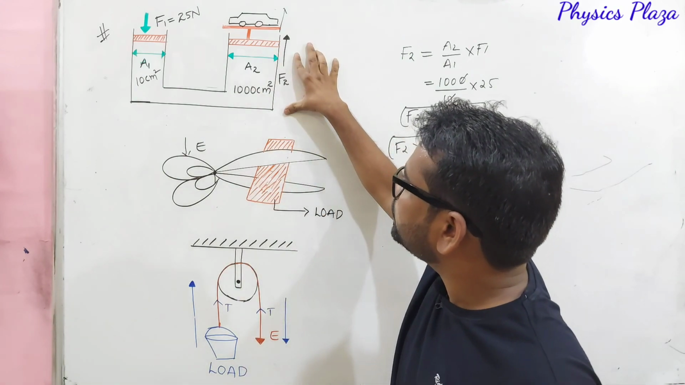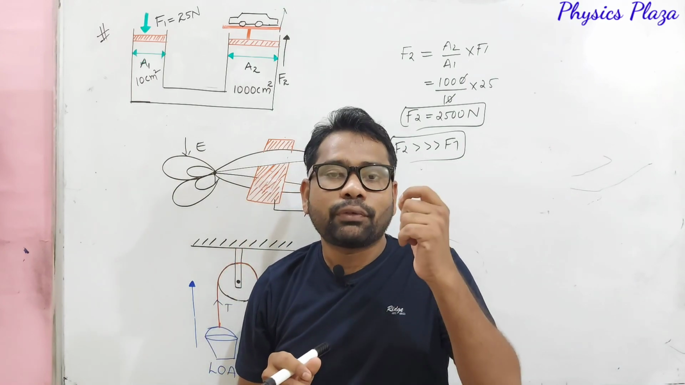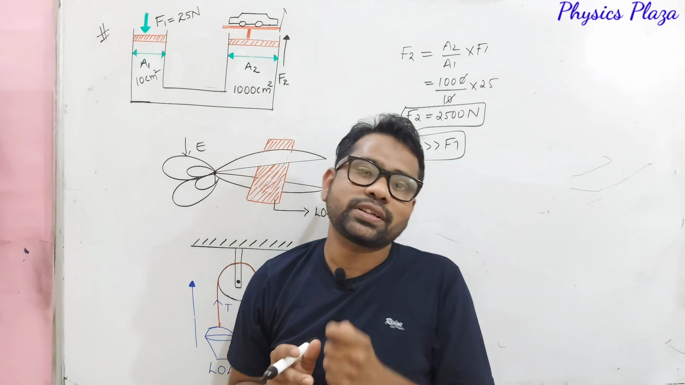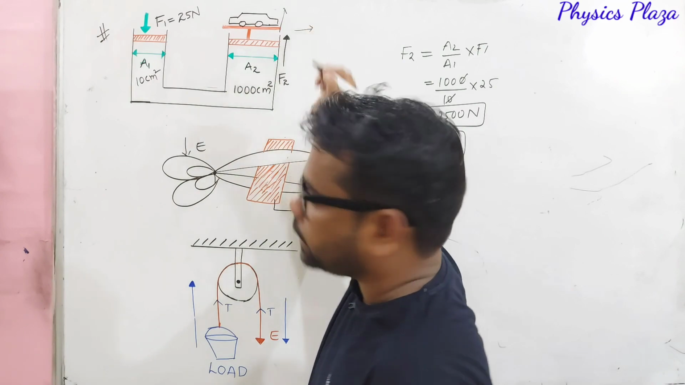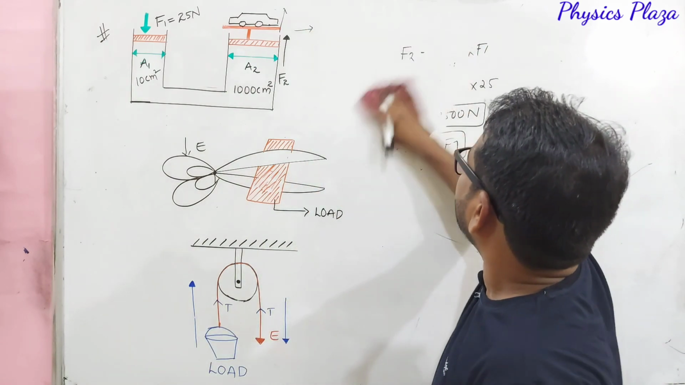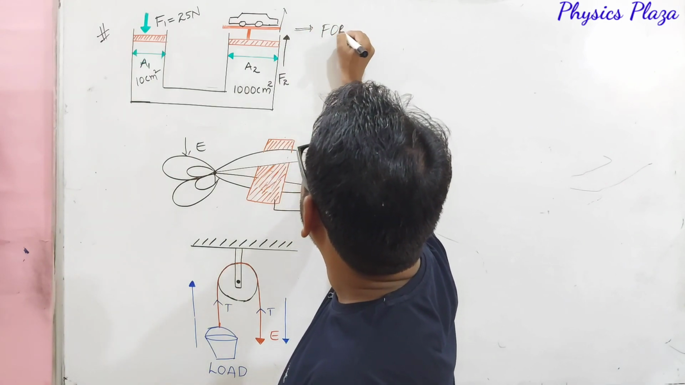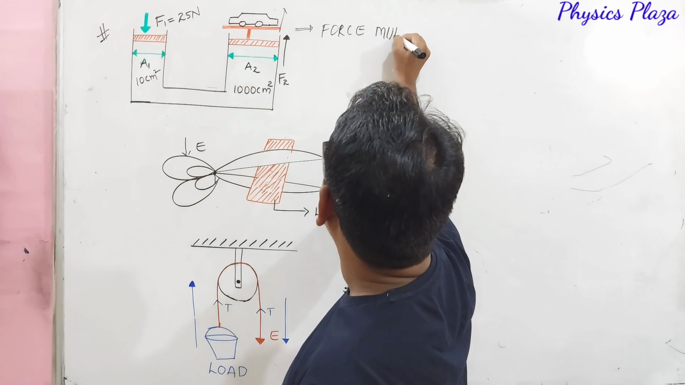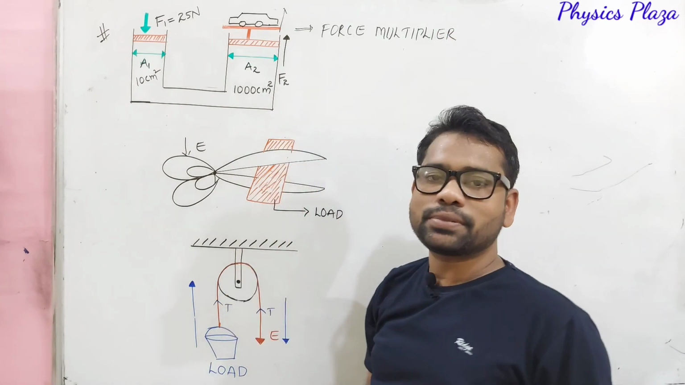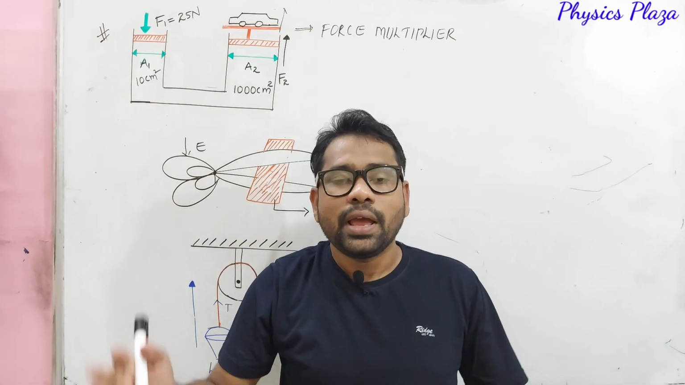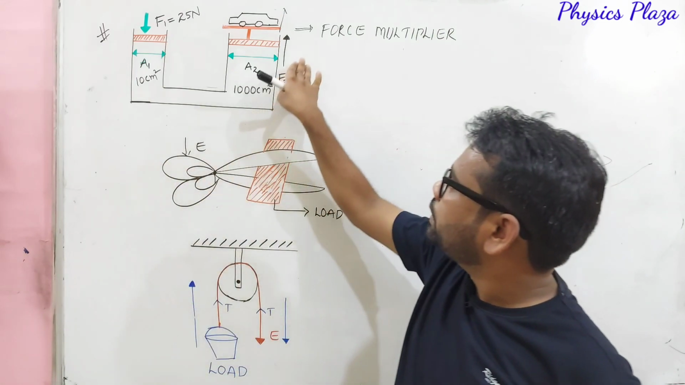So what this machine is doing in this case is multiplying the force. We can say that one of the important functions of a machine is that it acts like a force multiplier. Let us write: in this case, it is acting like a force multiplier. Force multiplier means whatever force we give is multiplied many times so that it is utilized to overcome heavy resistive forces. Heavy loads are lifted very easily.